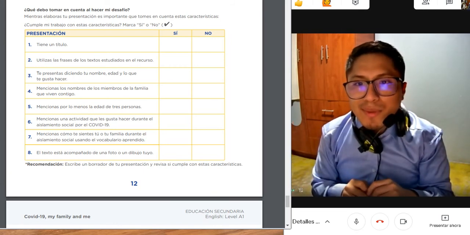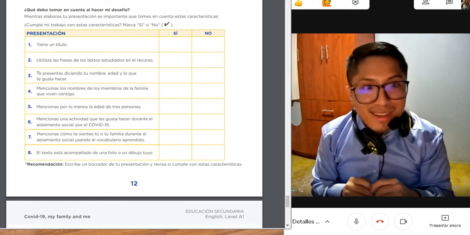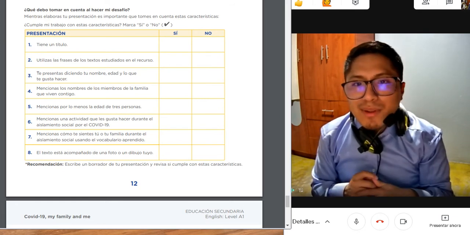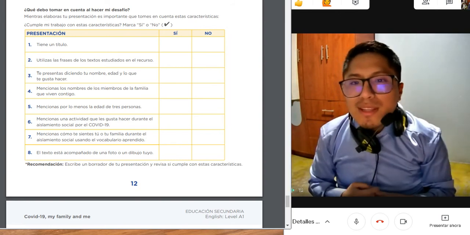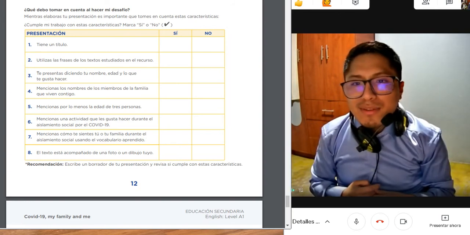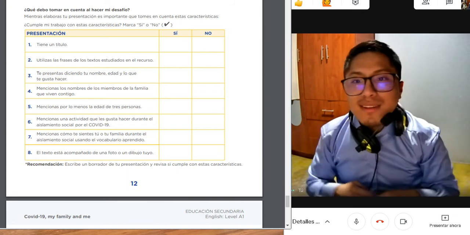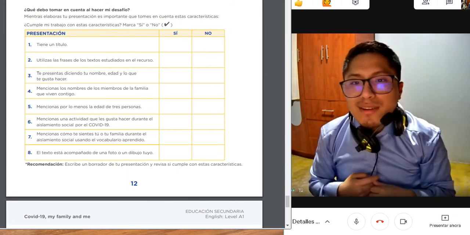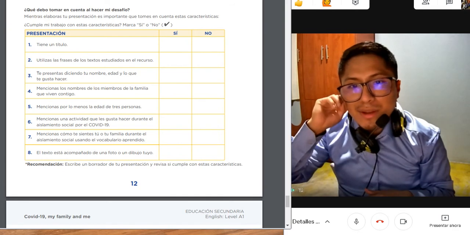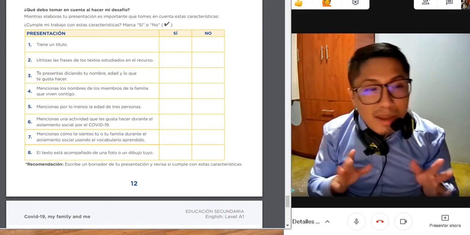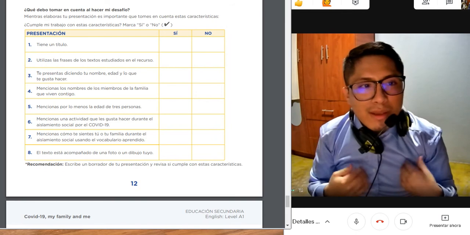¿Mencionas los nombres de los miembros de tu familia que viven contigo? ¿Lo dije? Sí, ajá. ¿Mencionas por lo menos la edad de 3 personas? Sí, lo dije. ¿Mencionas una actividad que les gusta hacer durante el aislamiento social por el COVID-19? Sí, lo hice, yes. ¿Mencionas cómo te sientes y cómo se siente tu familia durante el aislamiento social, con el vocabulario aprendido? Sí, a medias, pero faltó decir, ¿no?